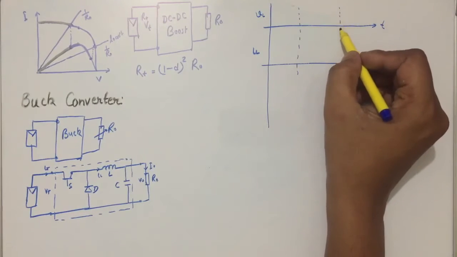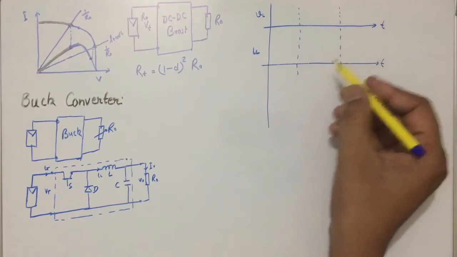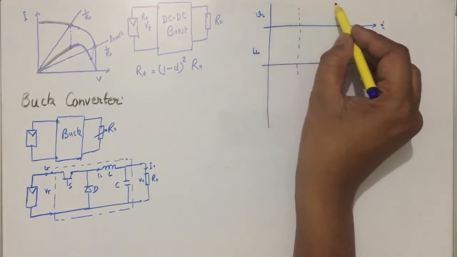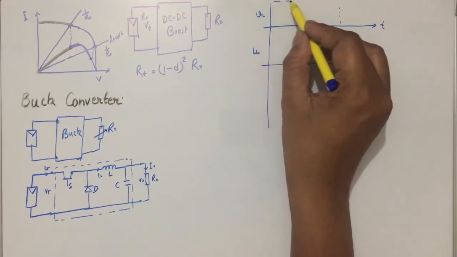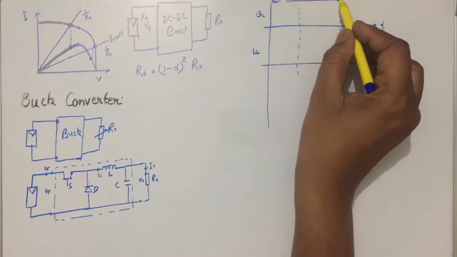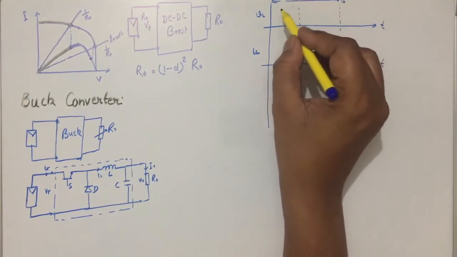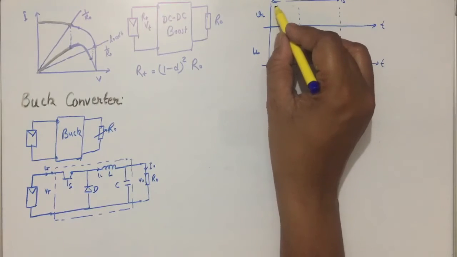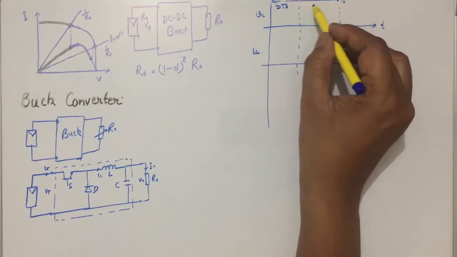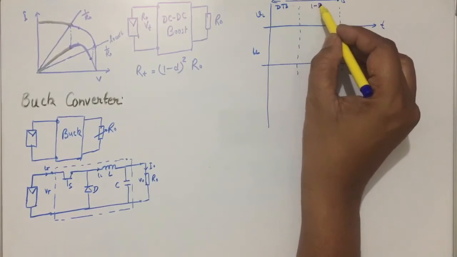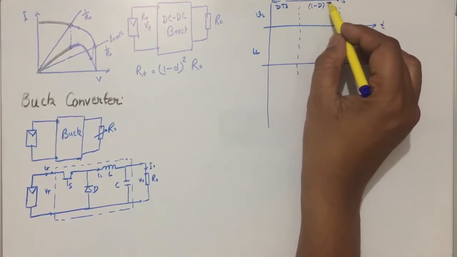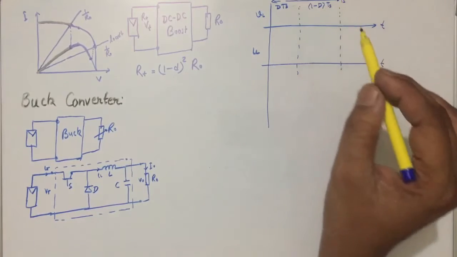If we are doing for one cycle, it is Ts. This is one cycle, the switching time is Ts. This is the on time, so this can be dTs, and from here to here it is the off time, so 1 minus d is the off time ratio, and this is the off time in a cycle.